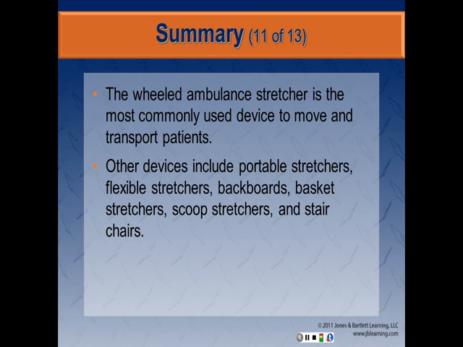The wheeled ambulance stretcher is the most commonly used device to move and transport patients. Other devices include portable stretchers, flexible stretchers, backboards, basket stretchers, scoop stretchers, and stair chairs.